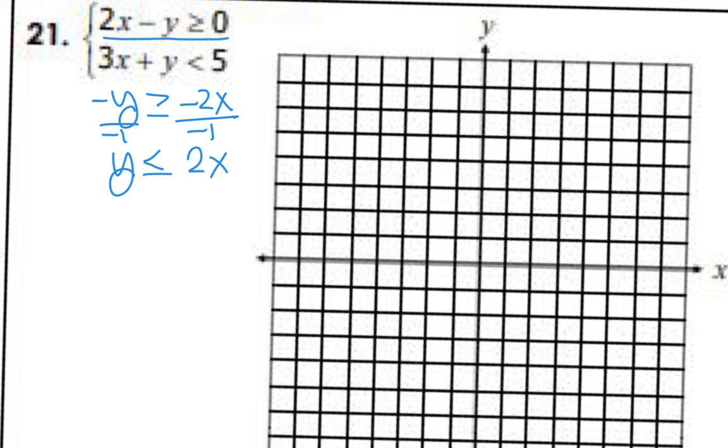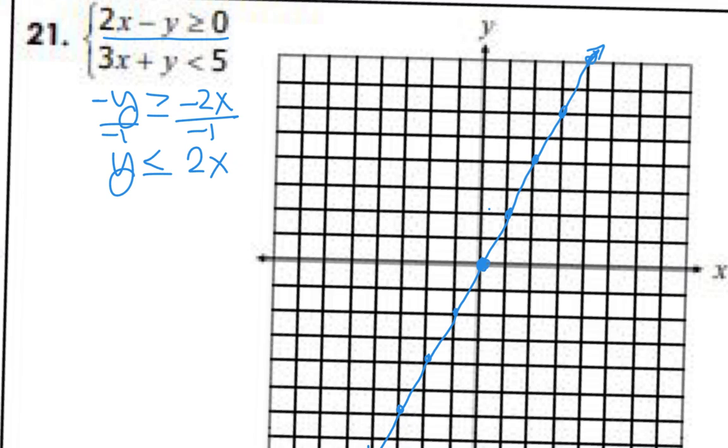So my y-intercept is at 0. My slope is positive 2, up 2 to the right 1. Is this going to be a solid or dashed line? Well, since it has that or equal to, that means we're including every point on that line, so it will be solid.